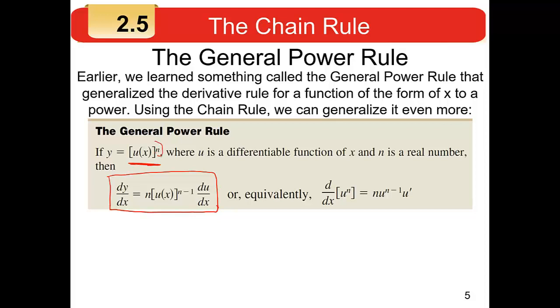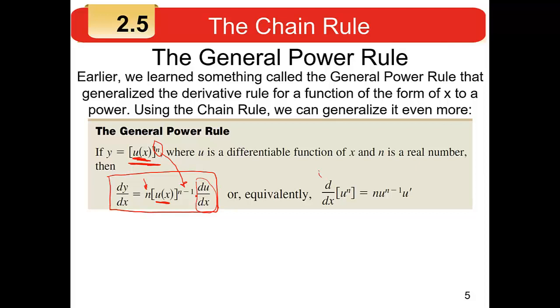And what you do is you take the power, bring it down front, take the function of x that's raised to the power, and just write it back down. Then you drop the exponent from n to n minus 1. In other words, you take it down one lower. And then you multiply by the derivative of u, which is the inside part. It's just the chain rule. But applying it to our old general power rule form just produces a formula that's easy to use without thinking so much of it being the chain rule.